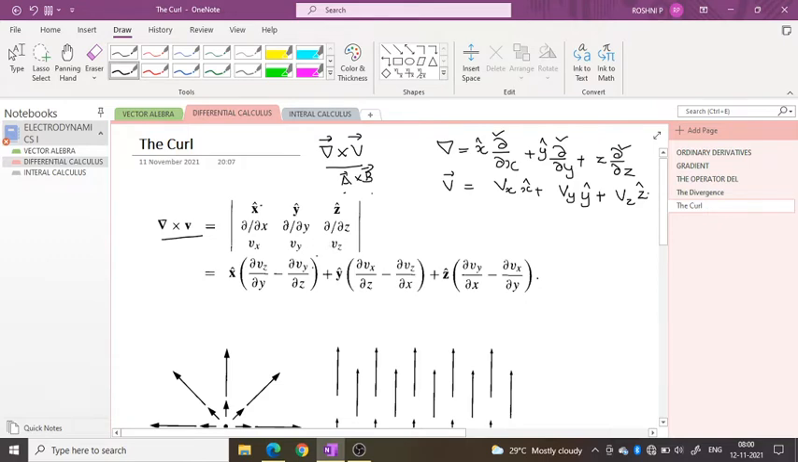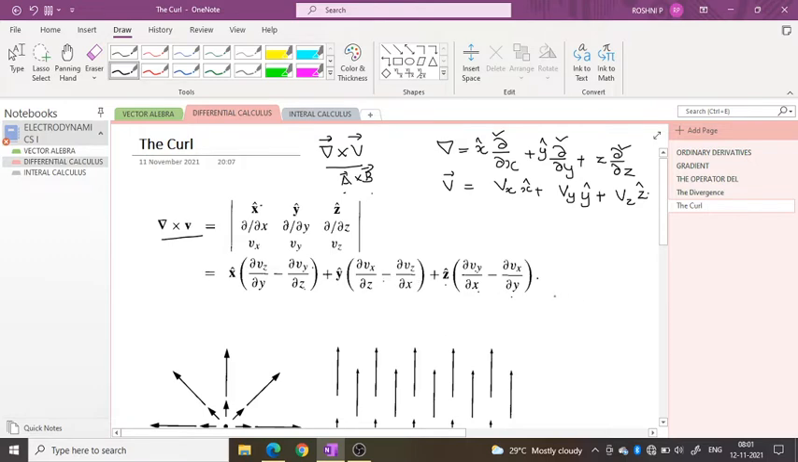Now we can find the determinant of this matrix. So it is unit vector x times (∂Vz/∂y minus ∂Vy/∂z), plus y times (∂Vx/∂z minus ∂Vz/∂x), plus z times (∂Vy/∂x minus ∂Vx/∂y). So this is how the determinant looks.